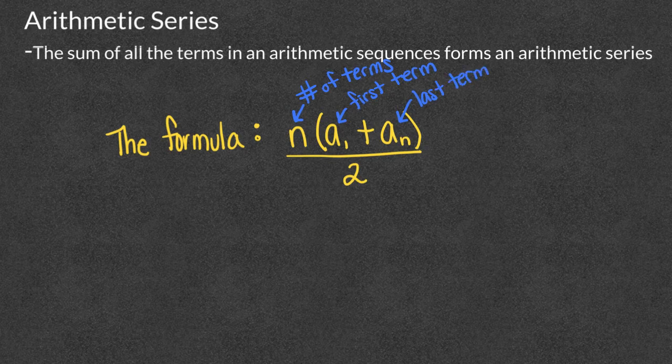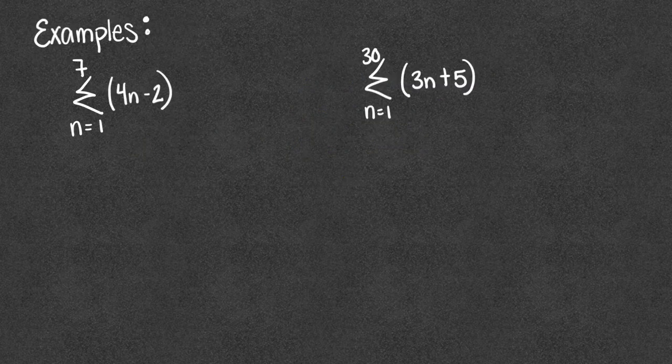What you're going to do is add the first term and the last term together, multiply it by the number of terms within the sequence, and then divide it by 2. Let's take a look at an example where we can apply this formula. Here are two examples. We're going to start with the one on the left.